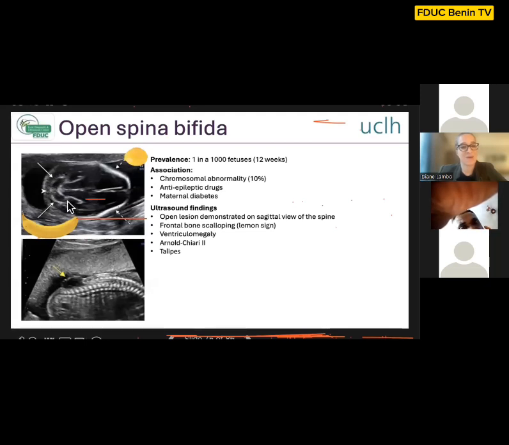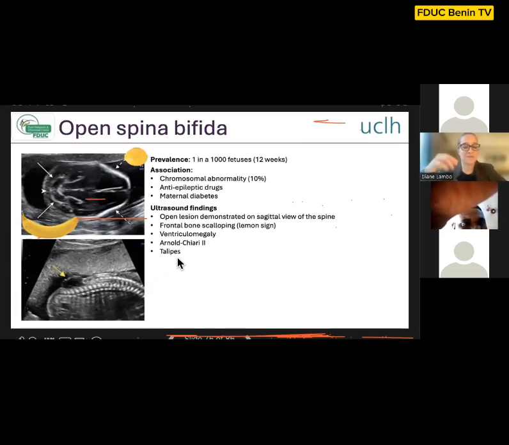And it's your Arnold Chiari type 2. You've got complete obliteration of the cisterna magna. So again, going back to my normal view of my transcerebellar plane, usually you've got this beautiful sort of fluid-filled section behind the cerebellum that's completely obliterated, and the cerebellum is pulled back, okay? And then, of course, you can observe the lesion directly on your sagittal view of the spine.